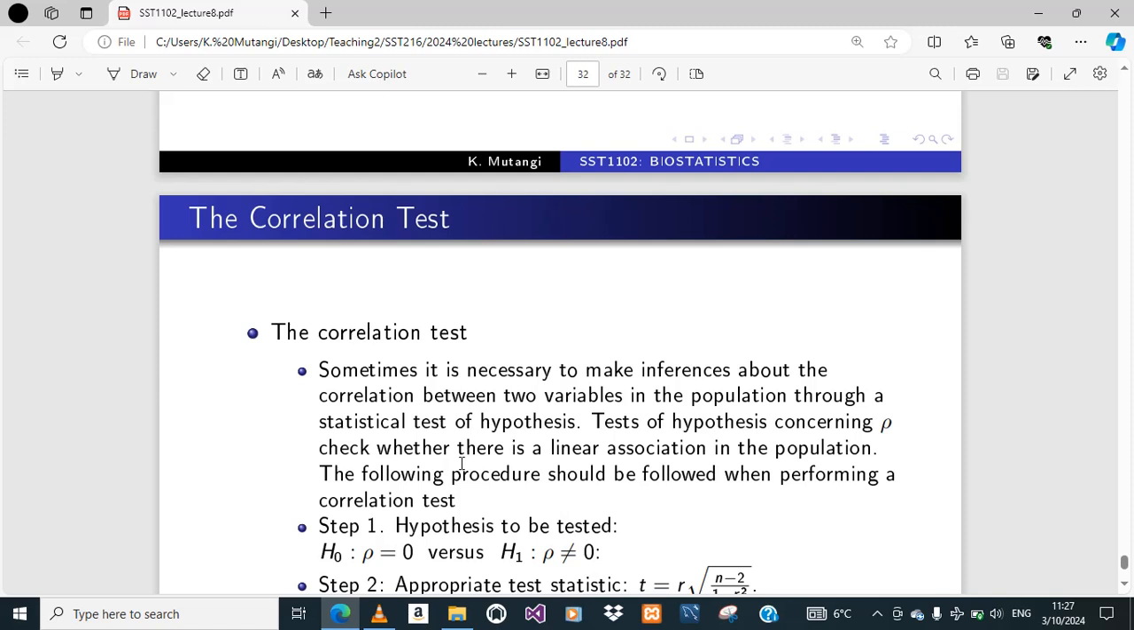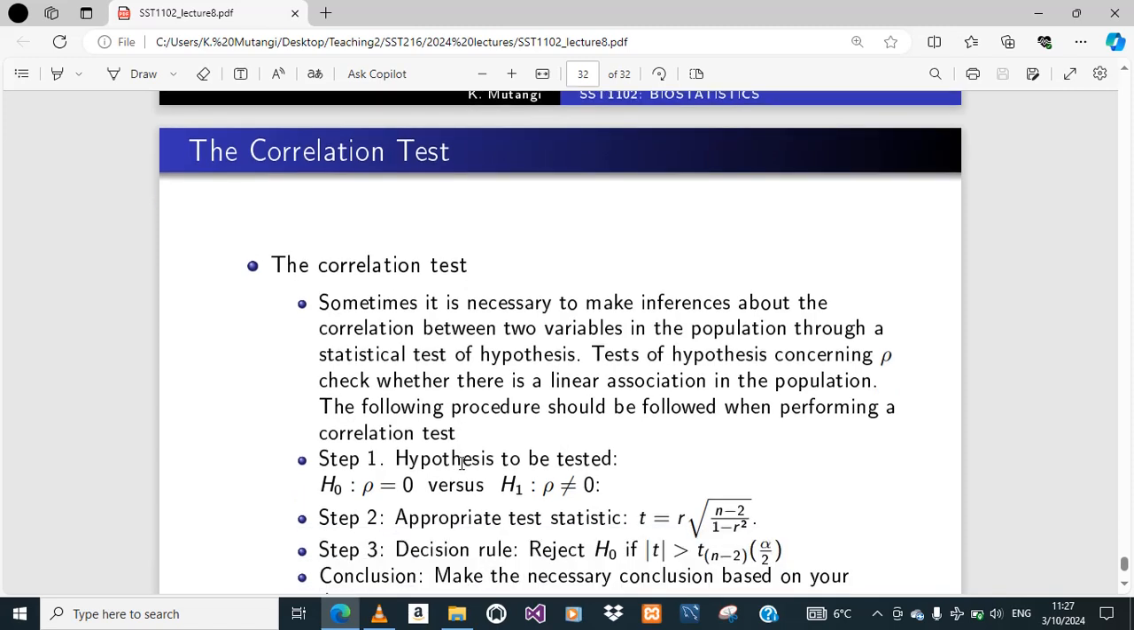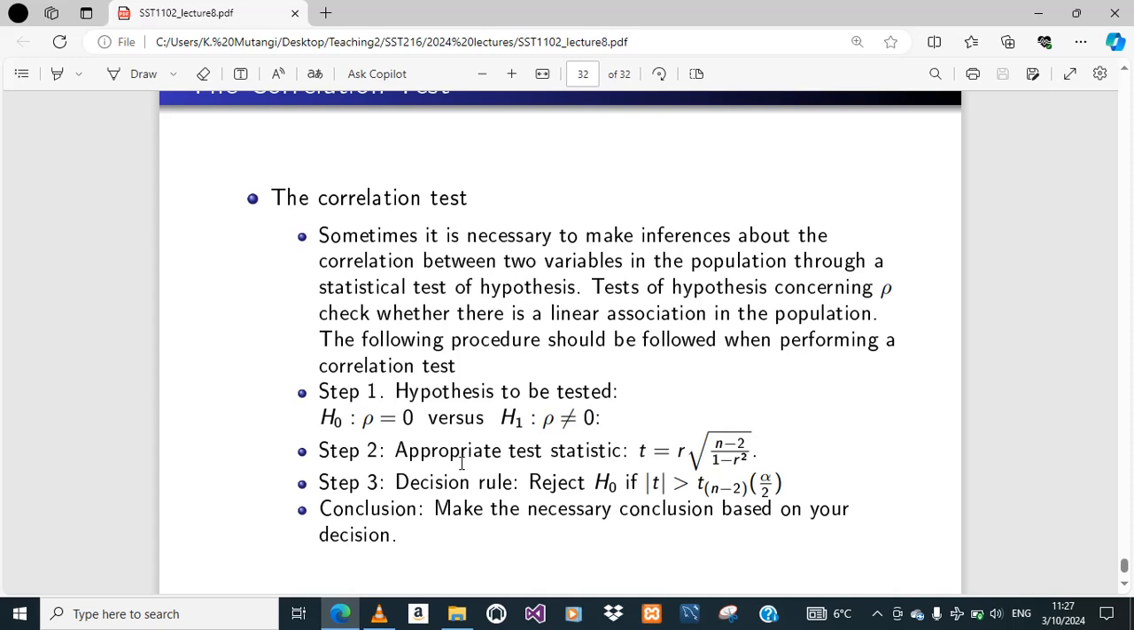We then have finally the correlation test. This is a statistical test to test if the correlation coefficient actually is equal to 0. Step 1 is the hypothesis. Step 2 is the test statistic: T is equal to R times the root of n minus 2, over the root of 1 minus R squared. This is a T distribution with n minus 2 degrees of freedom. Then, of course, the decision: you reject H0 if the absolute value of T is greater than the critical value. And of course, you can make appropriate conclusions based on your decision.